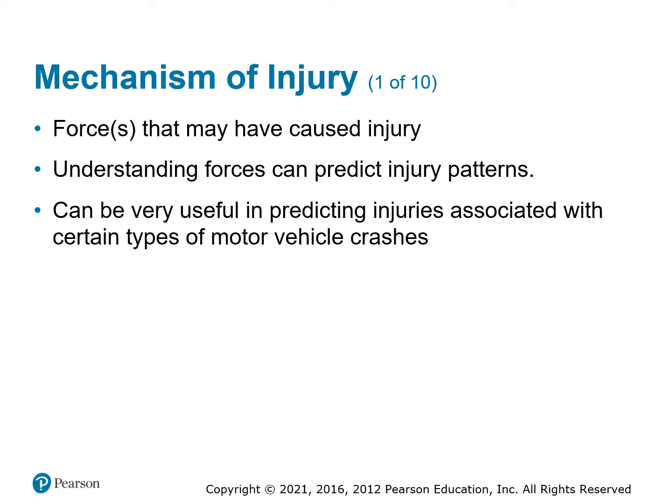Did they have their seatbelt on? Were they thrown around the inside of the vehicle? Maybe it was them just going back and forth, and you're looking at more of a neck injury versus a blunt trauma injury. So use every possible little indicator you can through the scene to help you identify and predict.